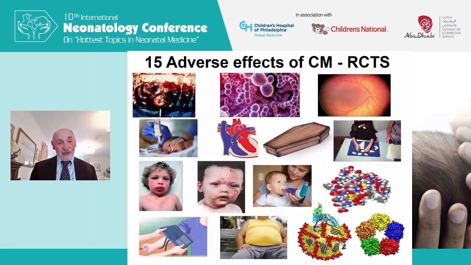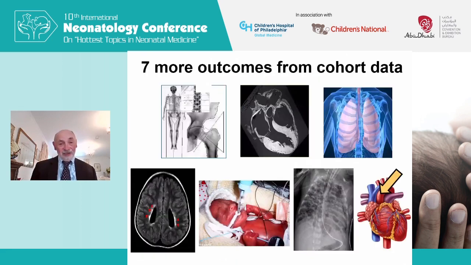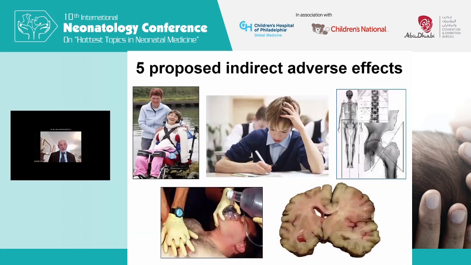So I've shown you 15 adverse effects of cow's milk that have been demonstrated in strictly randomized trials, and in some instances, meta-analyses of randomized trials. There are also 7 more adverse outcomes that come from cohort data and 5 proposed indirect adverse effects as well that I've demonstrated to you.